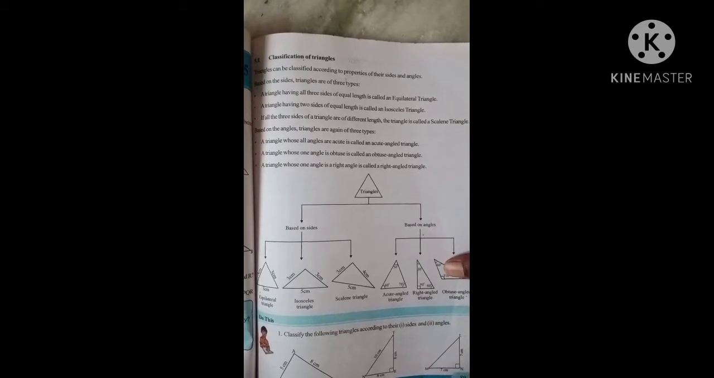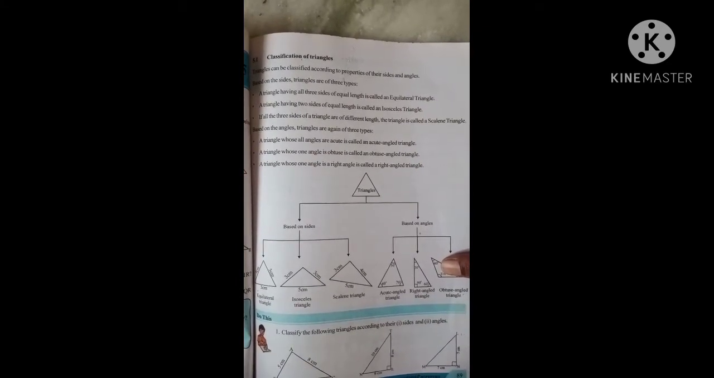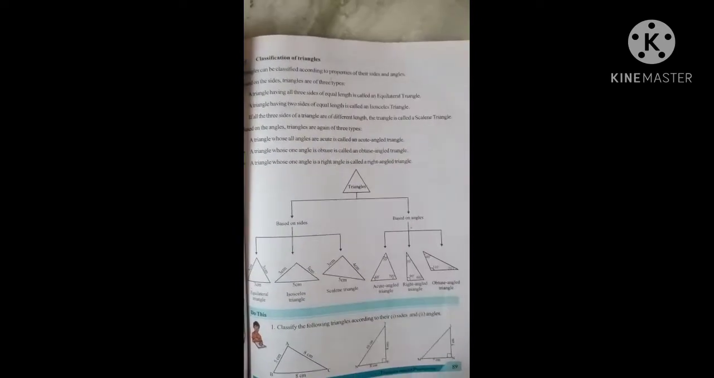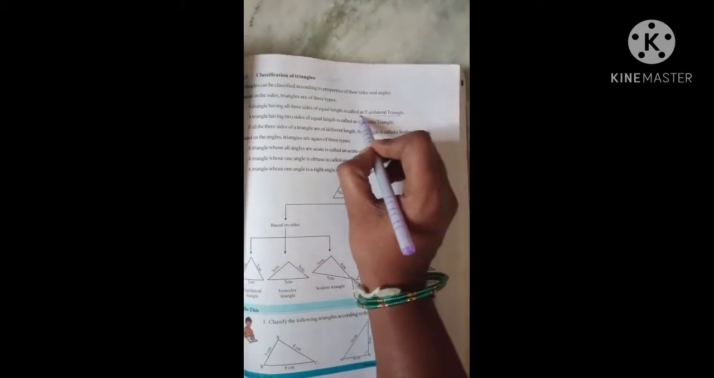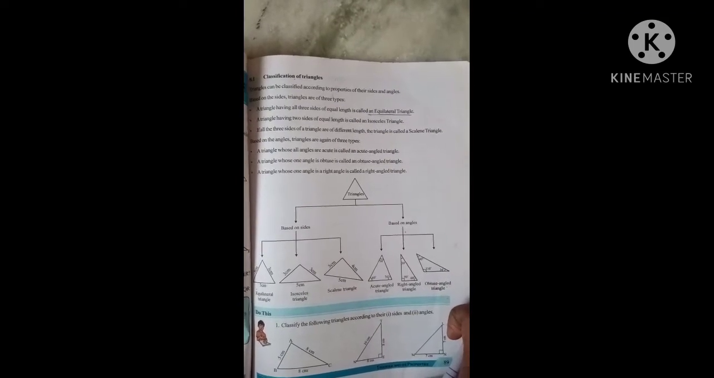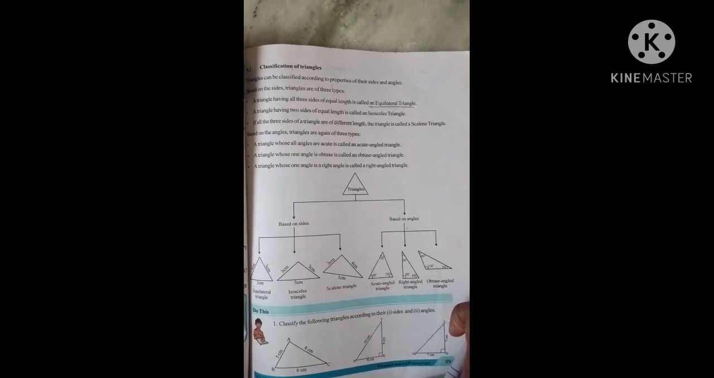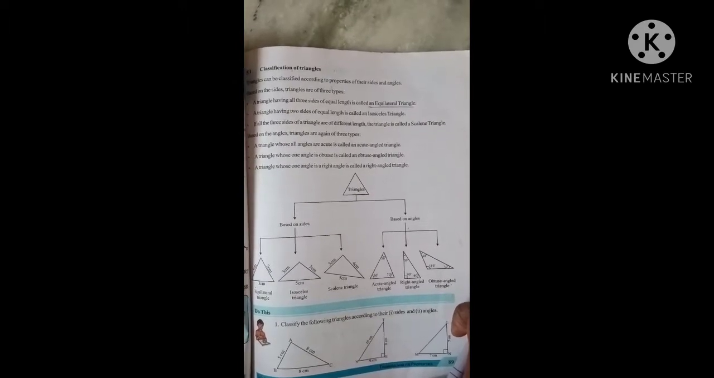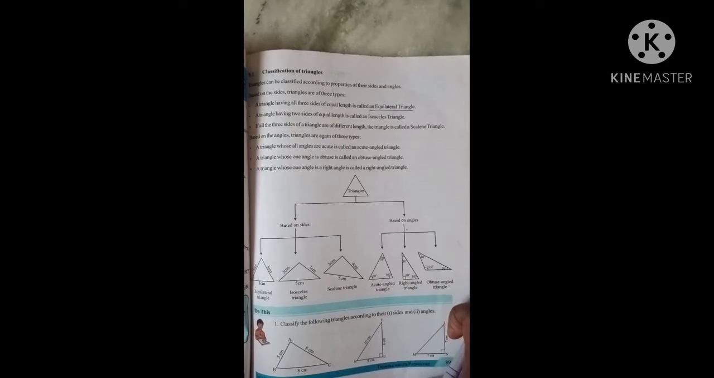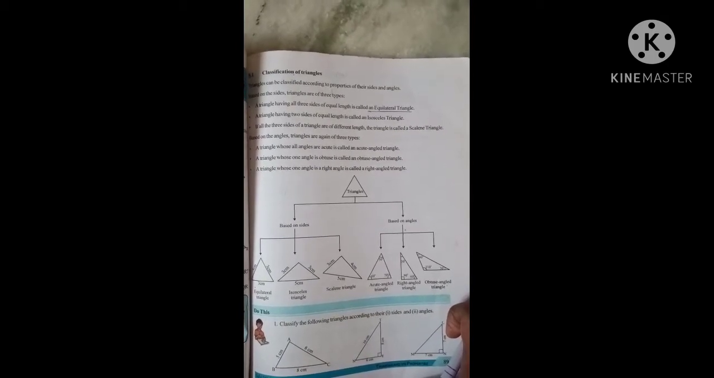Based on sides, triangles are of three types. How many types? Three types. If you come to the sides, a triangle having all three sides of equal length is called an equilateral triangle. That is nothing but an equilateral triangle. And a triangle having two sides of equal length is called an isosceles triangle. If any two sides in a triangle are equal, that is an isosceles triangle. If all the three sides of a triangle are of different length, the triangle is called a scalene triangle.